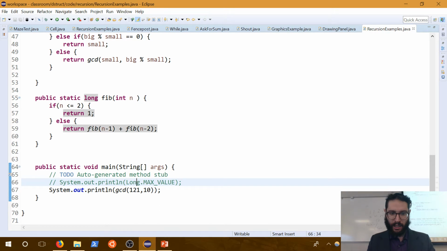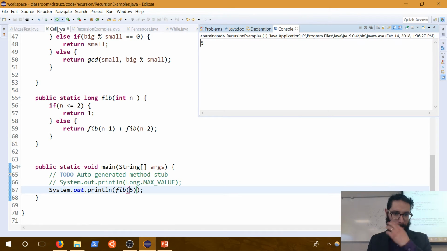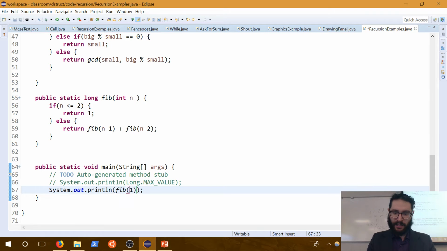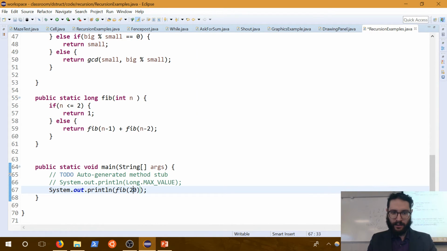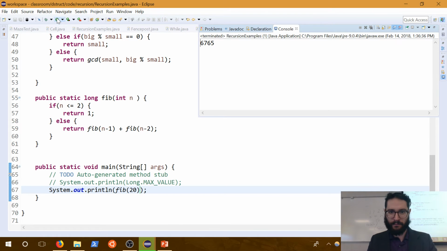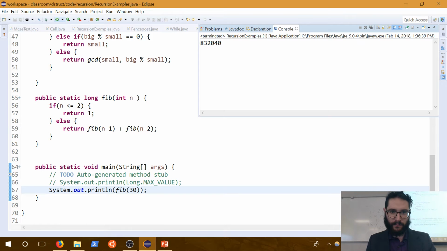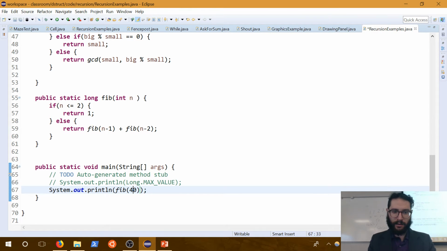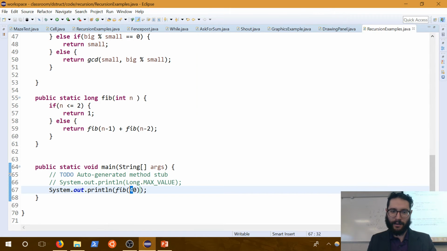Let's go ahead and run it. The fifth Fibonacci number is 5, which is expected. The 10th Fibonacci number is 55. The 20th is 6765. The 30th has a slight bit of lag there. And now 40. Slight bit of lag there. Now let's go to 50.